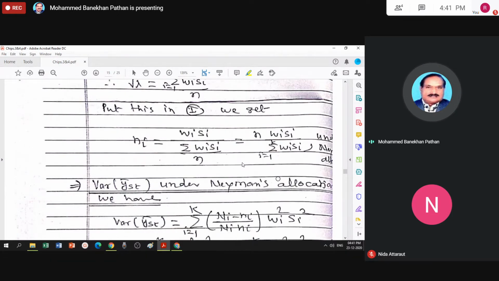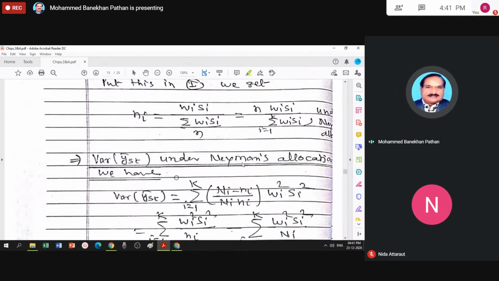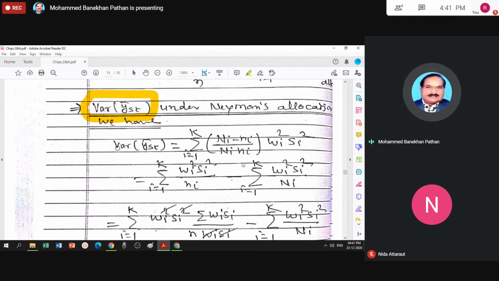Now under Neyman's allocation, what will be the variance of y bar st? Y bar st is an unbiased estimator of the population mean under stratified random sampling. This we have seen before. This is the original formula of variance of y bar st without allocation. This we derived before.